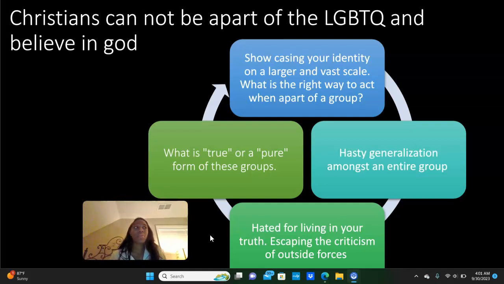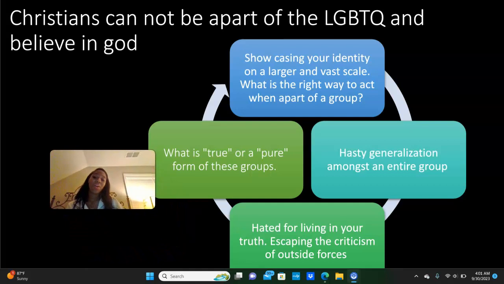Because each group has its own criticism. They criticize each other. Christians criticize each other, and gay people criticize each other. So it's really hard to say, because we all generalize each other. We all pin each other against each other because everybody has their own definition of what is right in their own specific group.